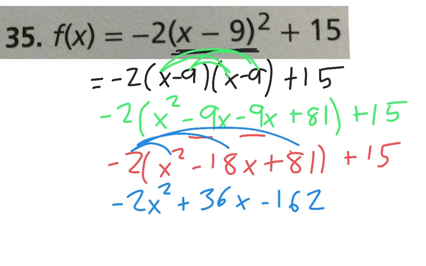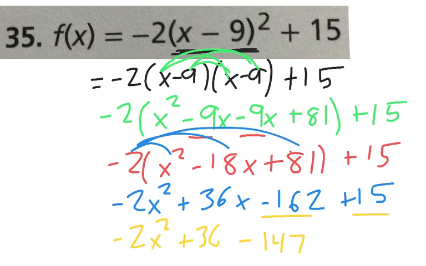If you're not sure, put it in your calculator. Plus 15. Bring down the plus 15. Any questions here? Do I have any like terms? Yes, I have like terms again. So combine negative 162 and 15. That combines to be negative 147.